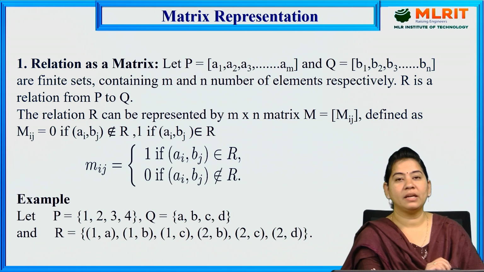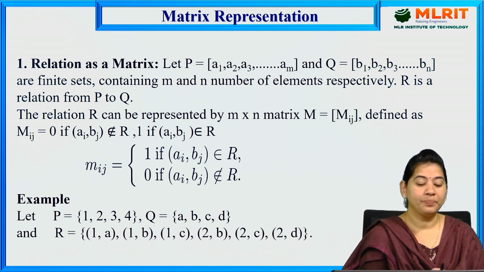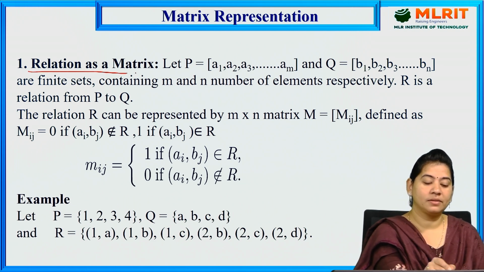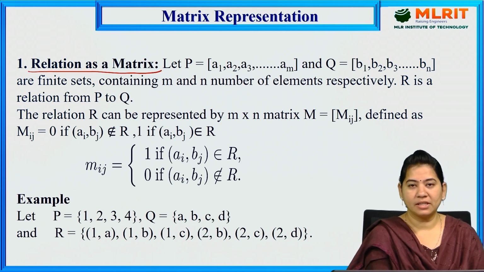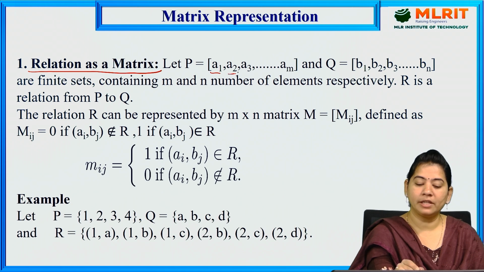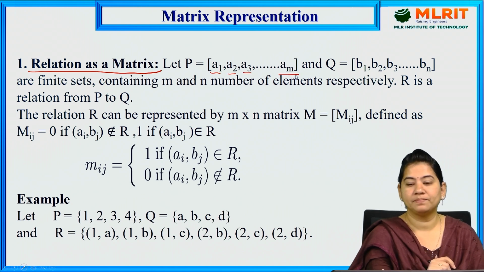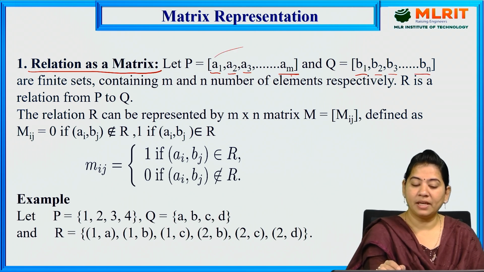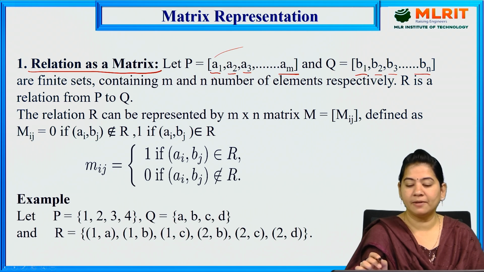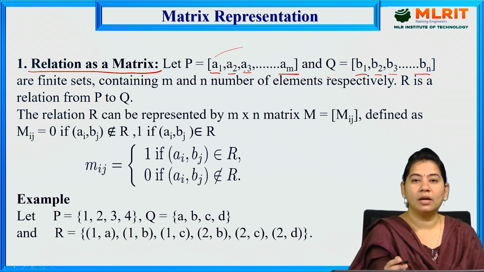So, matrix representation. Here, a relation as a matrix. Let us check the definition of the relation as a matrix. Let P be equal to A1, A2, A3, and so on, Am, and Q be equal to B1, B2, B3, and so on, Bn. The elements present in set P we denote with A1 through Am, and the elements present in Q I represent with B1, B2, B3, and so on, Bn. Now, these two are called finite sets.